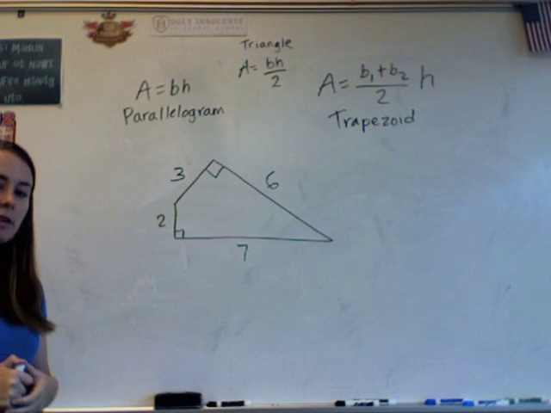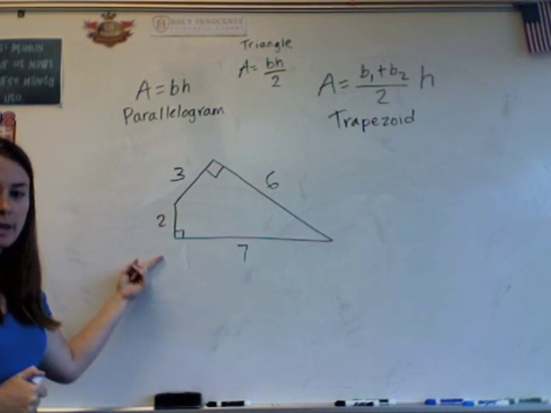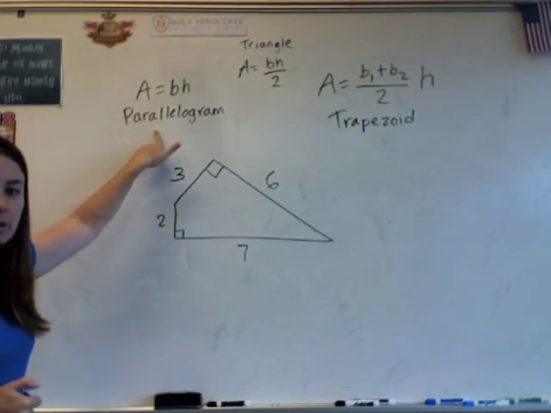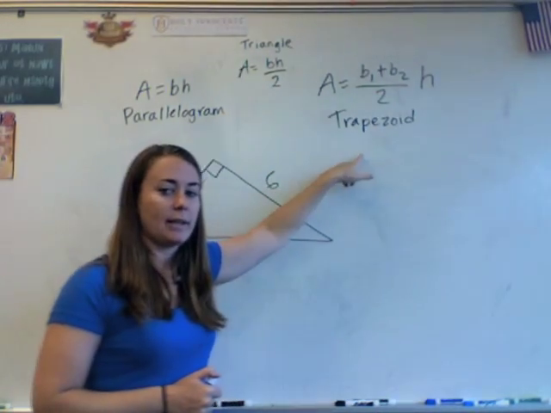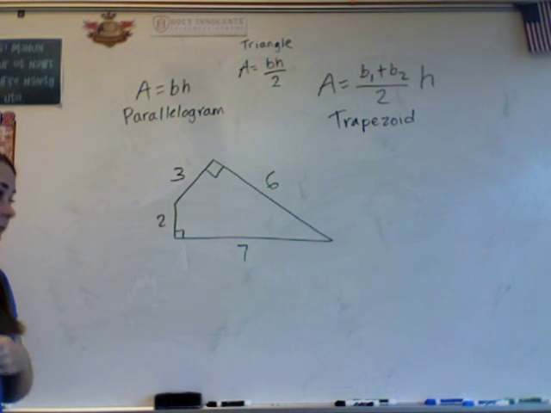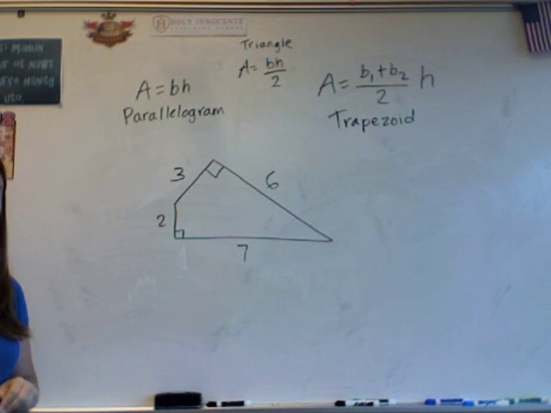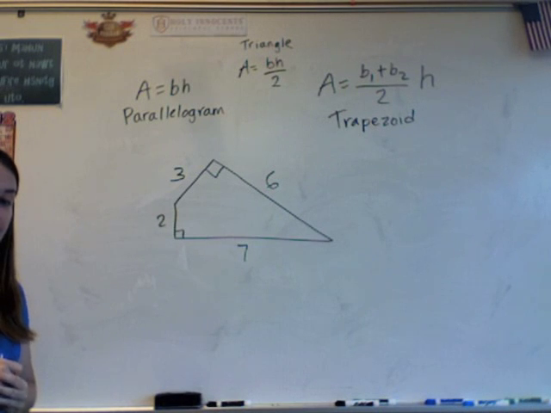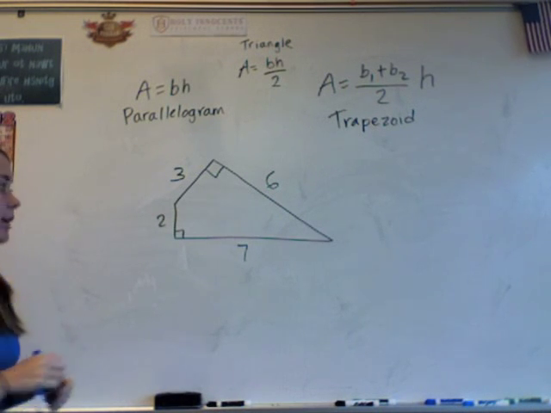Now some irregular figures. This is a quadrilateral. The problem is it doesn't fall into the parallelogram or the trapezoid category. It doesn't have any sets of parallel sides. So in this case, there's no formula to use. All we can do is split it up into shapes that we're more familiar with. In this case, I would split it up into two right triangles.